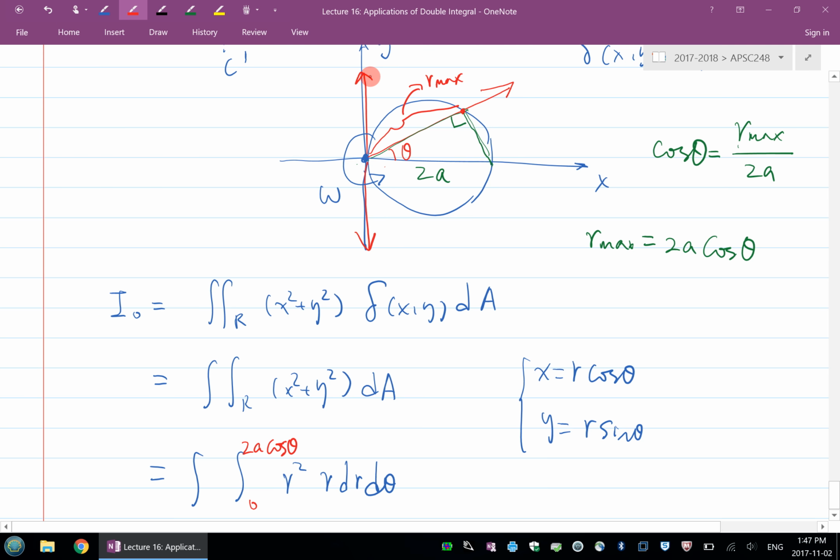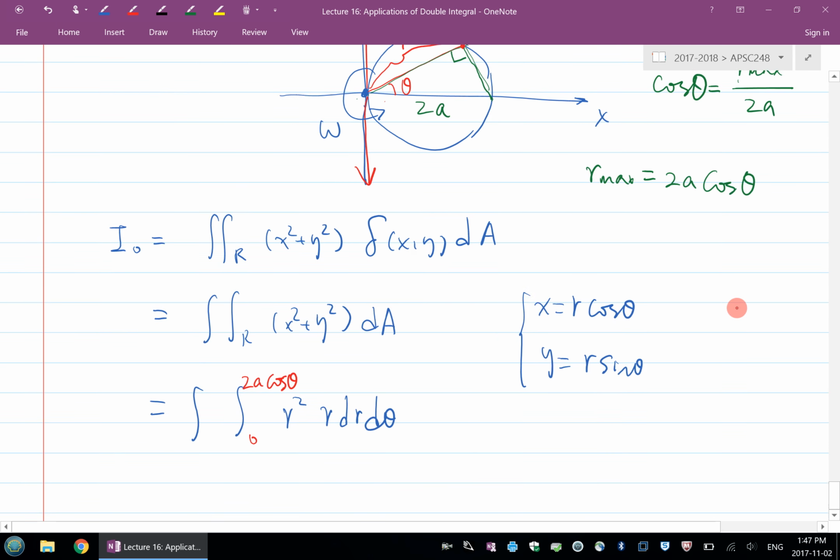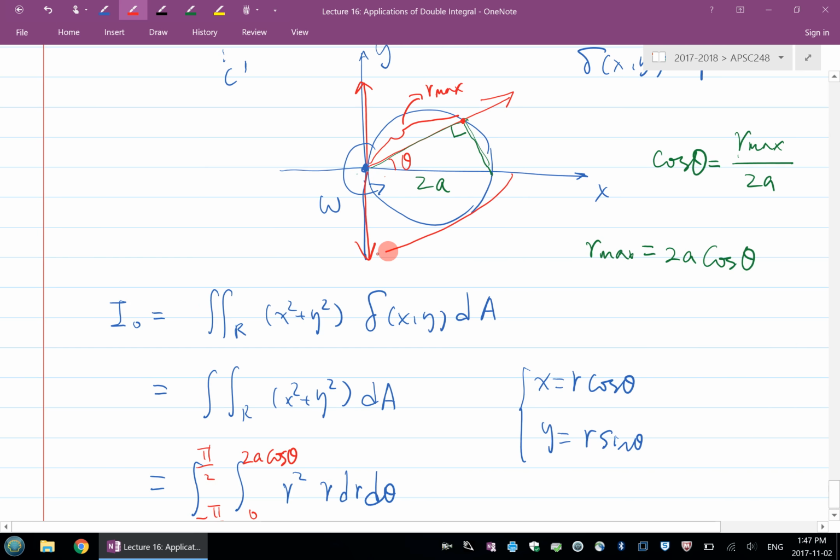So I want to hear from you first. What will be the limits for theta? Negative pi over 2 to pi over 2. Okay, that's one way. That's good, because you're counting this way. So from here to here is negative pi over 2. From here to here is pi over 2. That's fine.